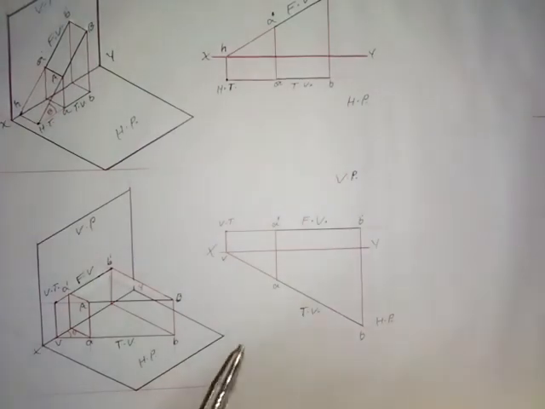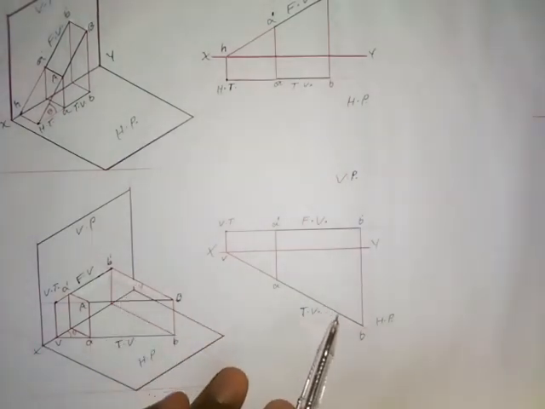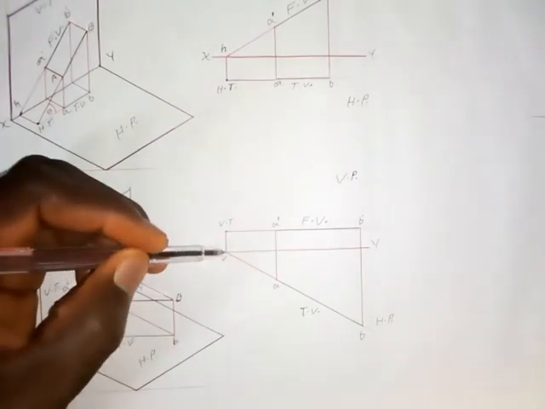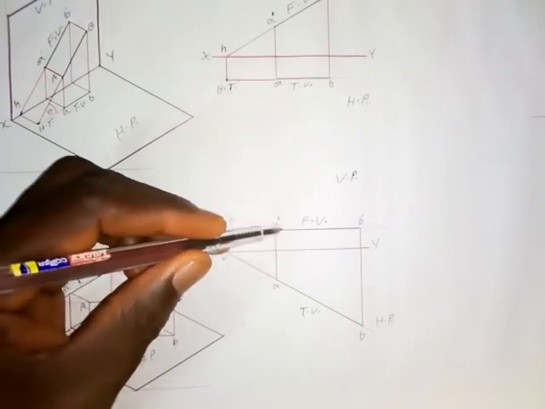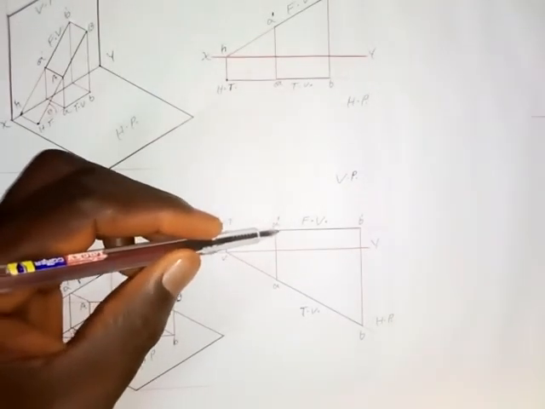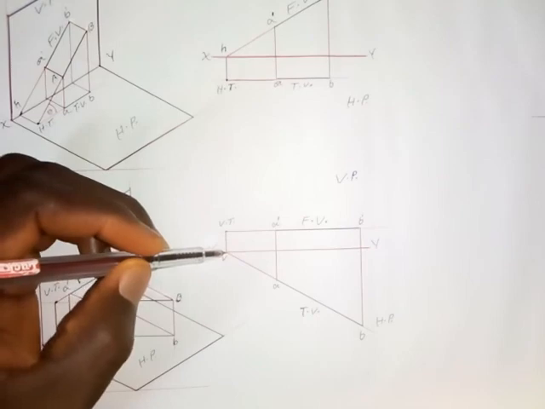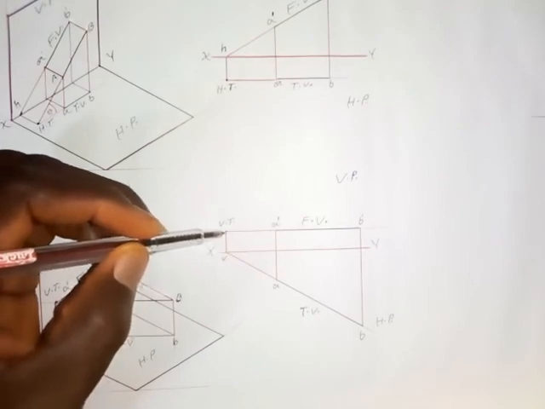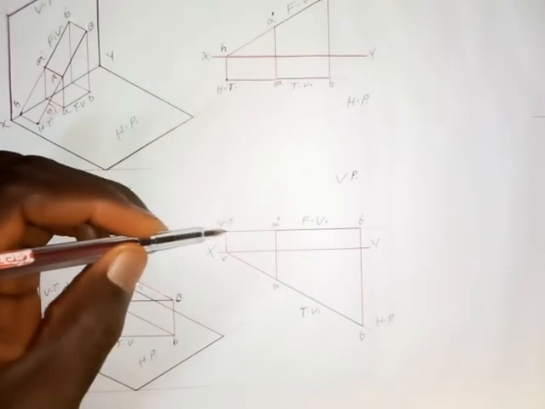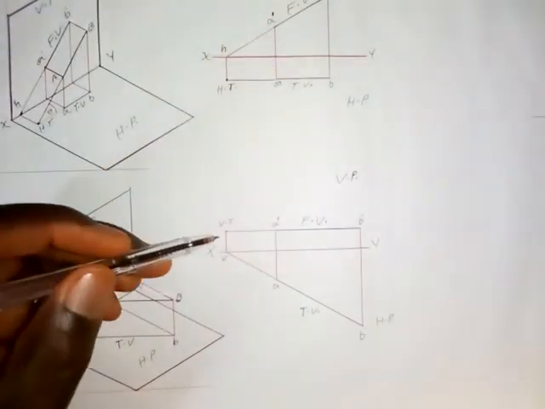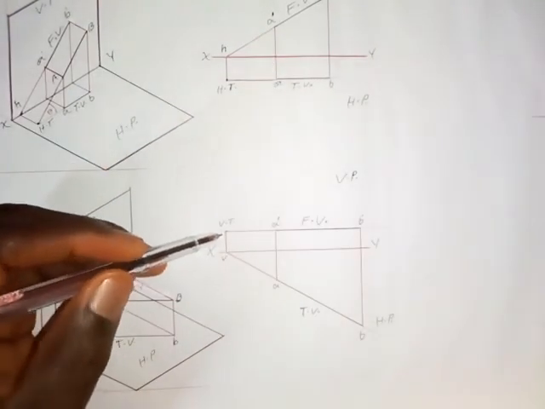Now, for us to draw the vertical trace, we extend this line AB, and it meets the XY line at this point. Then we extend this front view, A prime, B prime, in this direction. After the top view line intersects the XY line at this point, we draw up a vertical line. Then by extending the front view, it intersects the vertical line at this point, and this point on the vertical plane is the vertical trace. So this point is the vertical trace.